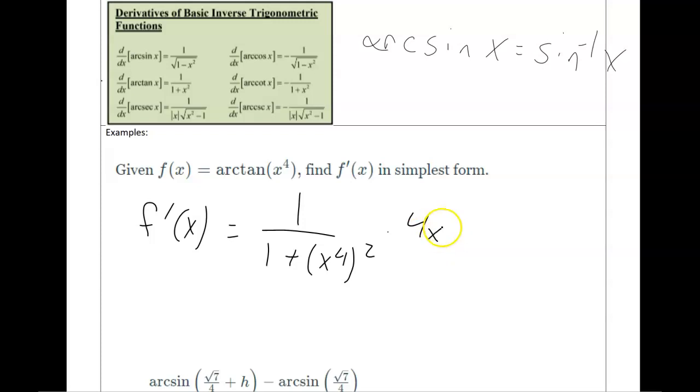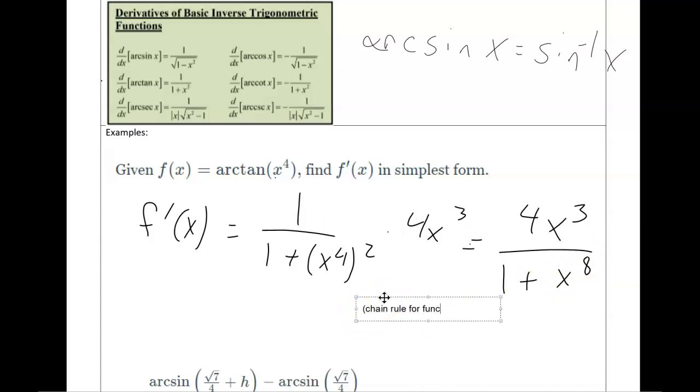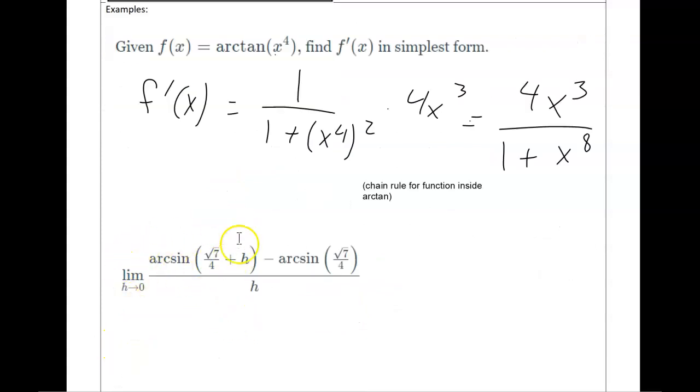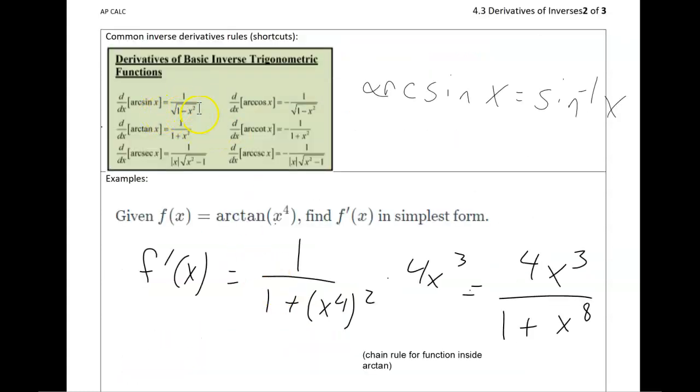So the derivative of that x to the 4th is 4x to the 3rd. And then this I would probably want to simplify just a little bit. 4x to the 3rd on top over 1 plus, and you know that you multiply the exponents here, x to the 8th. So again, we're using chain rule with all these. And now's a good time to also remind ourselves that the derivative is a limit. So when I see something like this, the limit of arcsine with h's in it, this is just a limit definition of a derivative. And we don't have to try to solve the limit if we know the shortcut, right?